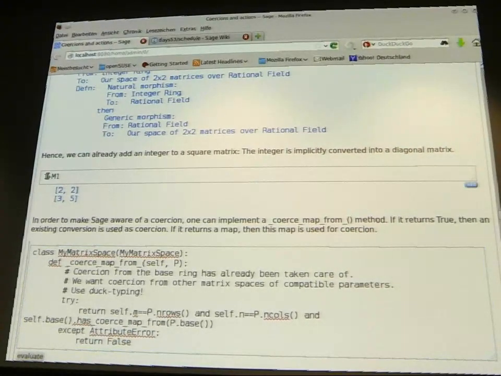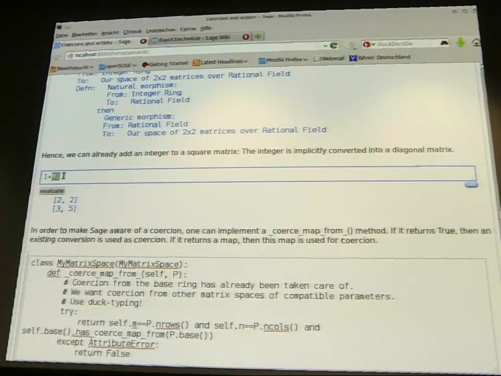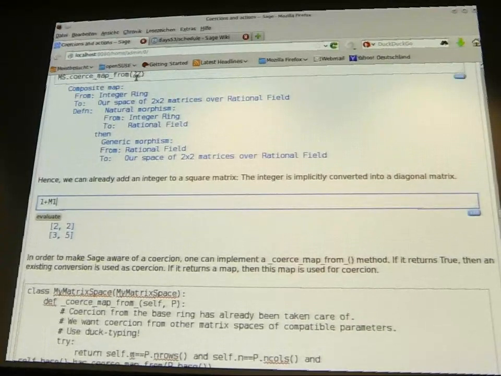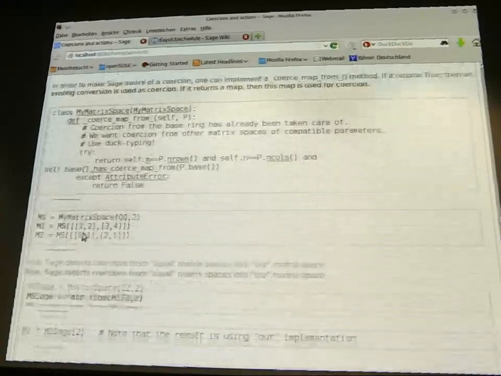There is an integer 1, and there's a matrix. And Sage will take the parents of these two objects, so in other words, the integer ring and our matrix space, and it will see, okay, there is a coercion from the integers to our matrix space. Not in the other direction, apparently. So it would take the number 1, would coerce it into the matrix space, giving a diagonal matrix, and add the two matrices. So this is the result.